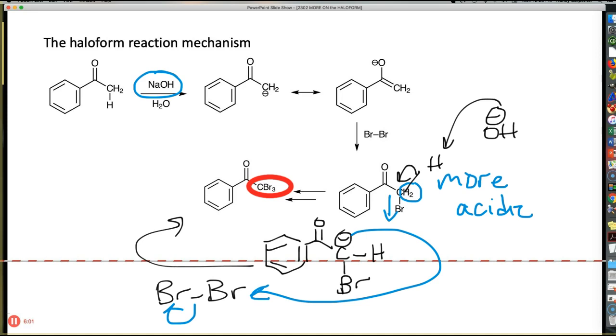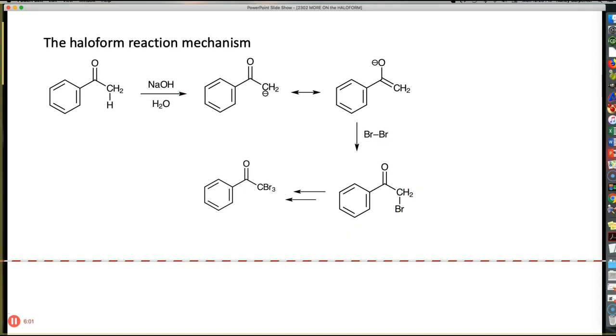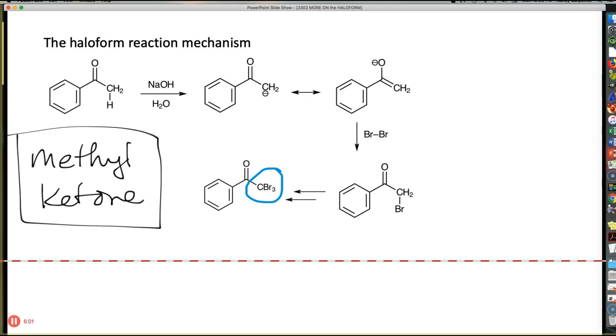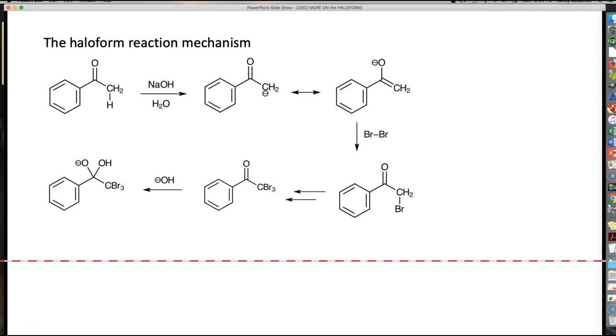By doing a proton transfer and doing alpha halogenation, because you're under basic conditions, you ultimately get to the point where you have substituted all 3 of the hydrogens on that methyl ketone. And it's worth pointing out that for the haloform reaction to work, you must have a methyl ketone. Can't be an ethyl ketone, can't be an isopropyl ketone. You need all 3 of those hydrogens to be replaced. So as I said, that's the first part of the reaction mechanism.